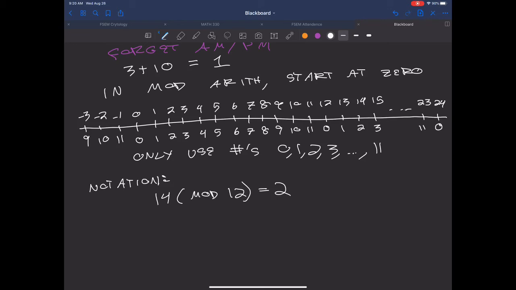And so in that case, 14 mod 12 equals 2 is a mathematical sentence that makes complete sense. And you can also say things like 3 plus 10 mod 12 is equal to 1. All right, because normally 3 plus 10 is 13, and 13 mod 12 is equal to 1.